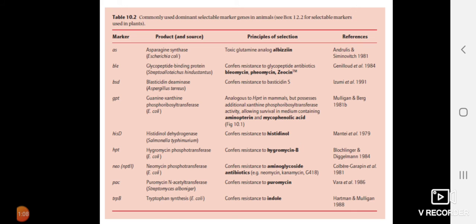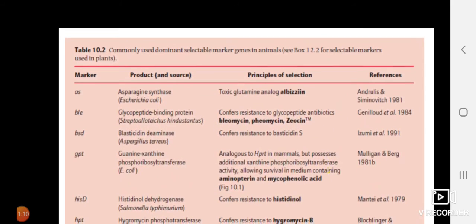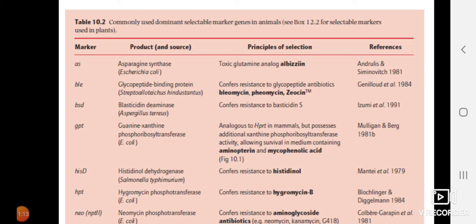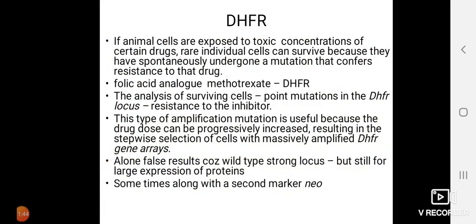And there are many more kinds of genes people use as selectable markers in the case of animals. It even includes the asparagine synthetase gene, where a toxic glutamine analog, albizziin, is used in the medium. If it is present, it is going to affect the synthesis of asparagine. There is BLE, BSD, GPT, the his gene. So there are many genes people use as selectable markers.